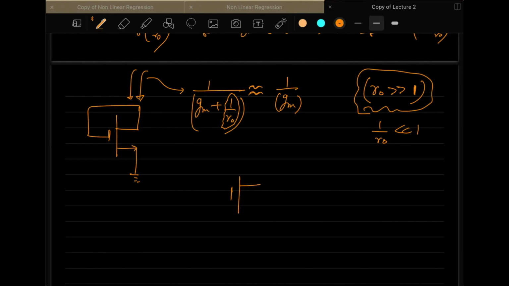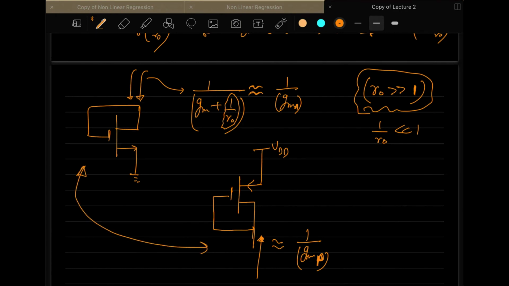Similarly, in case of PMOS, this is the circuit. If you solve it yourself and look at the resistance from bottom to up, its value will also be given as 1 over GM, of the PMOS in this case. These two things are important and will always be repeated, and they are a basic building block for this particular course. So I thought it is better to introduce you to this.